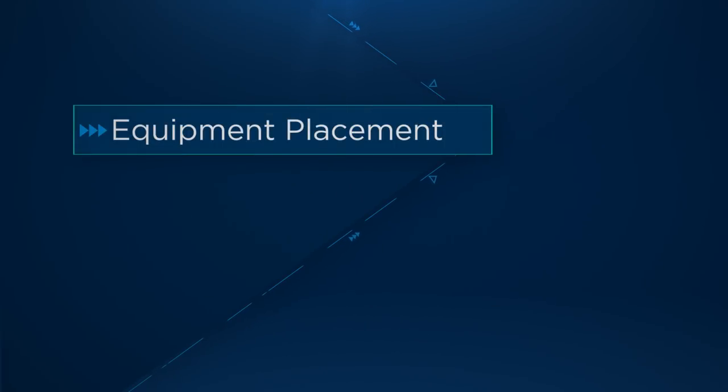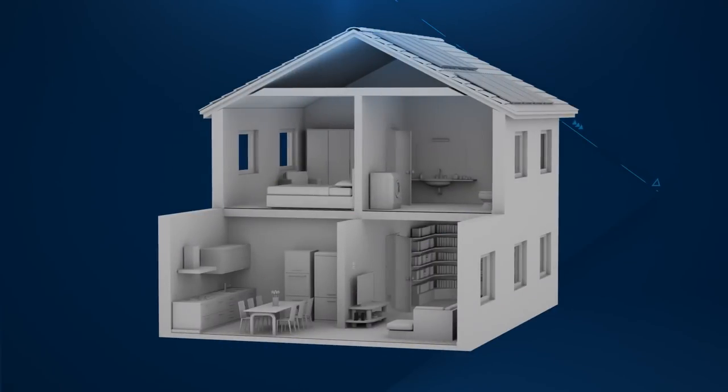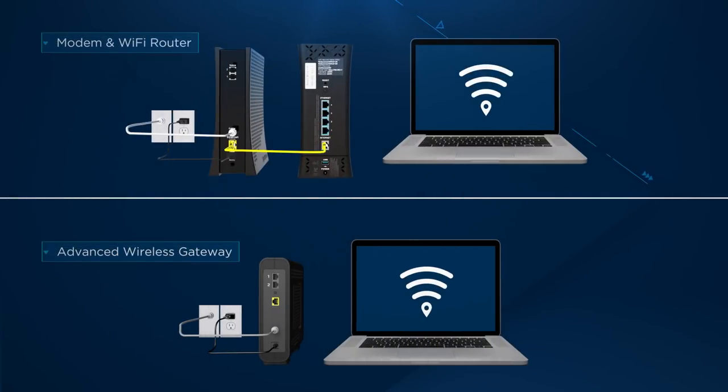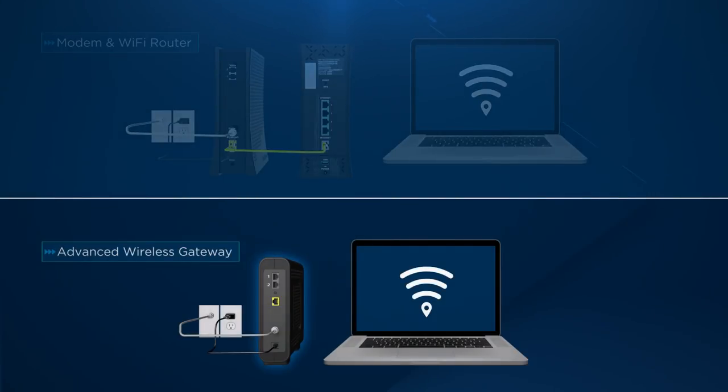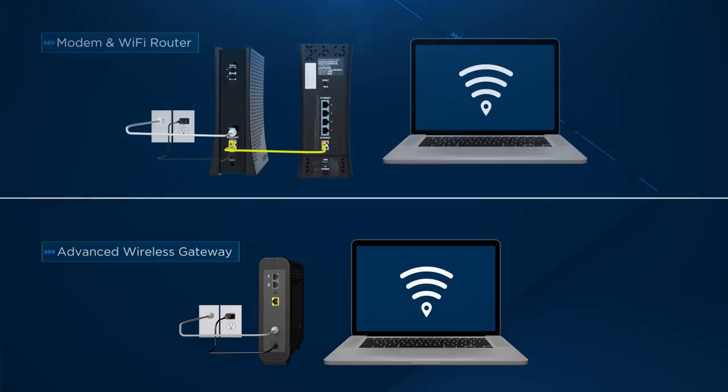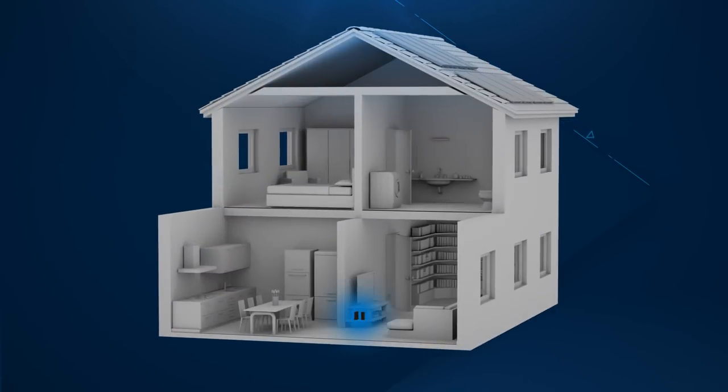The first step to maximizing your in-home Wi-Fi experience is to identify the best location for your Wi-Fi equipment. Your Wi-Fi equipment will consist of two boxes, a modem and Wi-Fi router, or a single box, where the modem and Wi-Fi router are built into the same piece of hardware. The best placement for the equipment is in a central, open location.